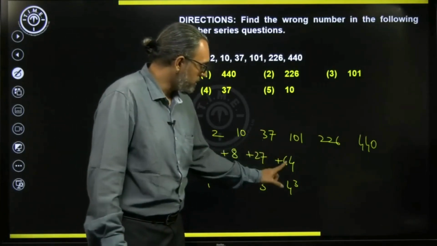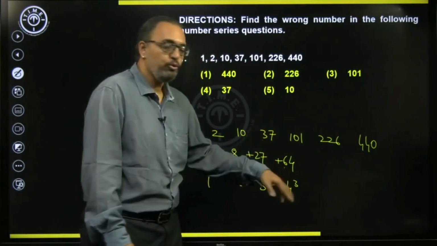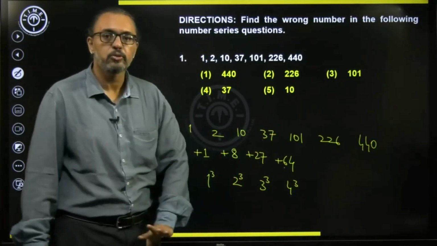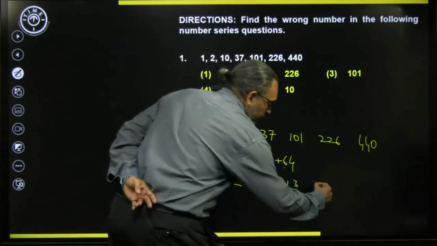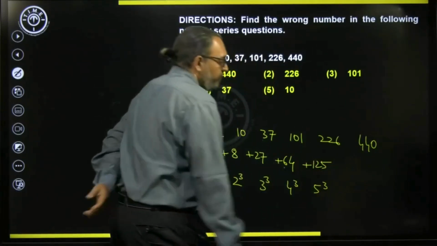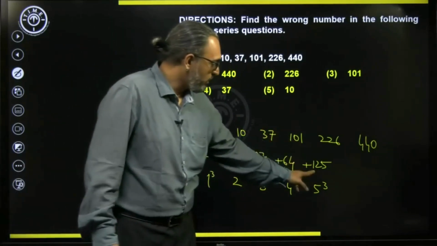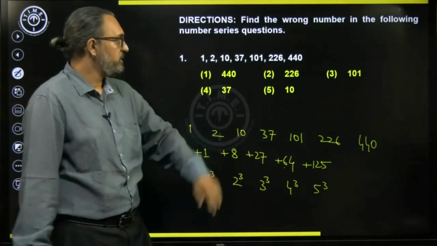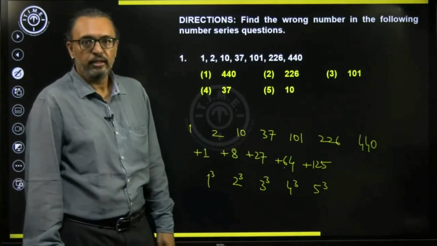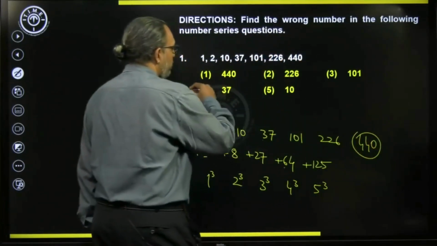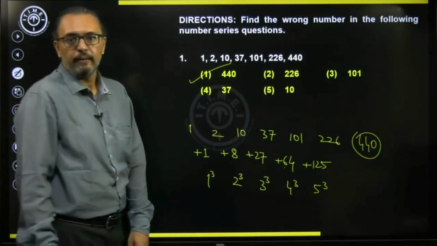So 30 and 60 is 90, 7 and 4 is 11. So 90 plus 11 is 101. Okay, so 101 is also the right number. Now next we have 5 cube, means 125. So 101 plus 125, yes, you are going to get 226. That means up to 226, every number is the right number. That means the wrong number that I am getting is going to be 440.